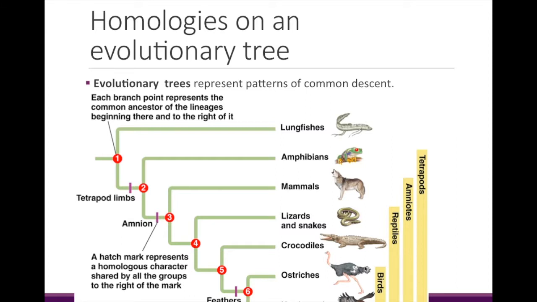Each time the tree branches represents a common ancestor that no longer exists. So these are those numbers, these branches. Think of this like a family tree, but instead of just a few generations, it's over hundreds of millions of years. The organisms on the right are the ones that are still alive today. And these branching points are organisms that are no longer alive.